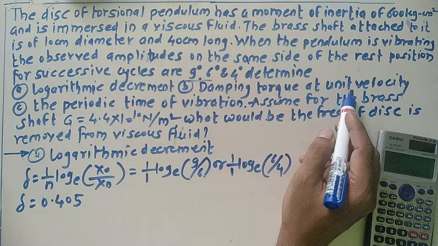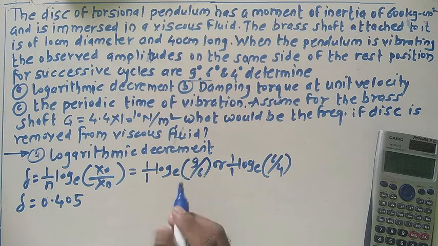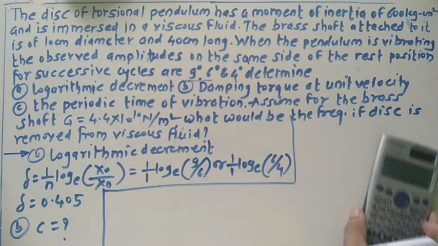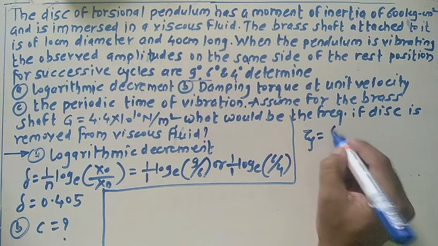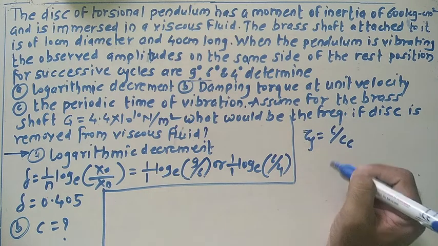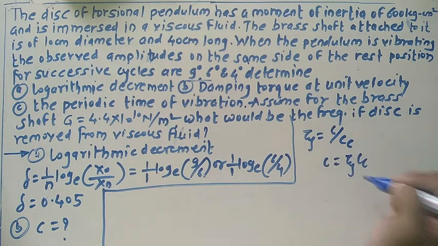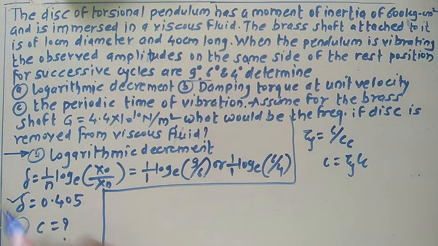So in this case, damping torque, here our aim is to find out the value for the actual damping coefficient, that is C. First of all we'll see the relation between C and zeta. Already we have seen zeta is nothing but C divided by CC. So what about this C? C you can get this way, zeta multiplied by CC. Already the value for delta is with us.